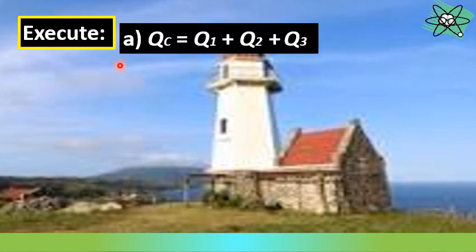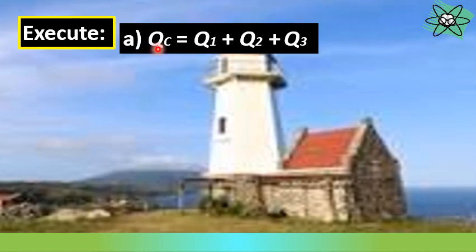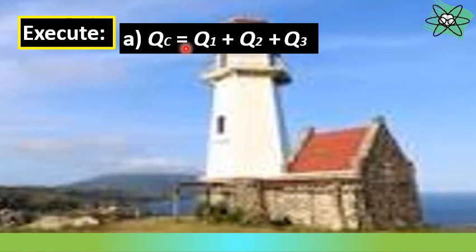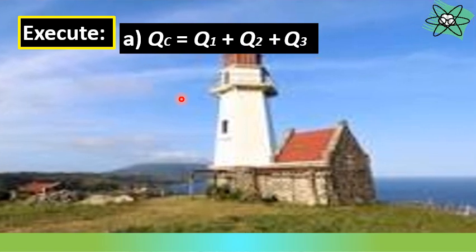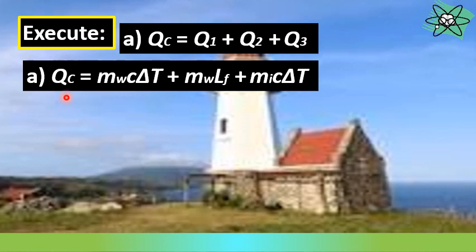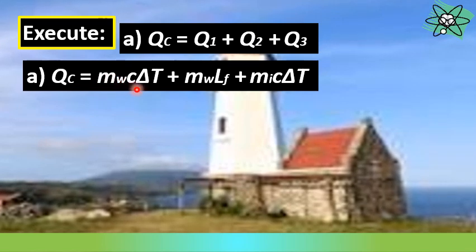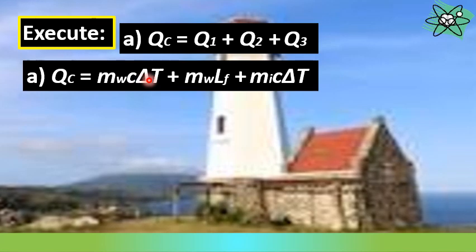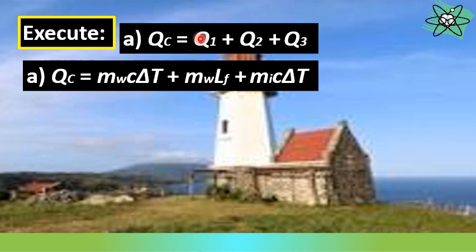All right, moving on to our computation. For question letter 8, finding the value of capital Q sub C, which is just the sum of Q1, Q2, and Q3, right? So, capital Q sub C is just equal to the mass of the liquid water times its specific heat and the change in temperature delta T. That's actually Q sub 1.